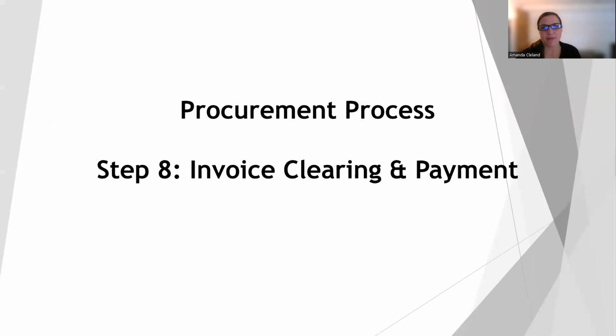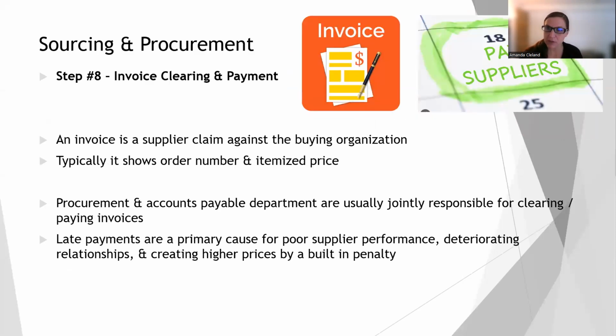And then step 8, invoice clearing and payment. Of course, the supplier wants to get paid, and usually they will issue us an invoice. An invoice is a supplier claim against us as the buying organization. Typically, it shows the order number, the itemized price, the total final price, and usually the procurement department and accounts payable, or AP, department are jointly responsible for paying and clearing all supplier invoices.